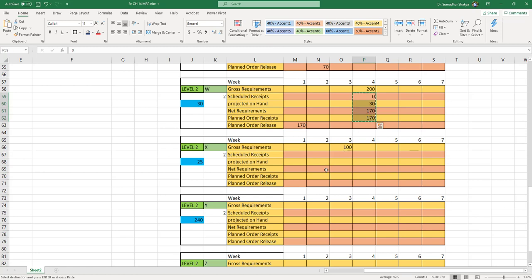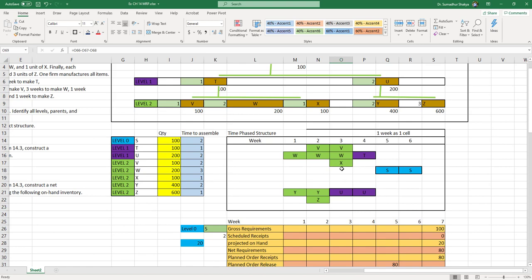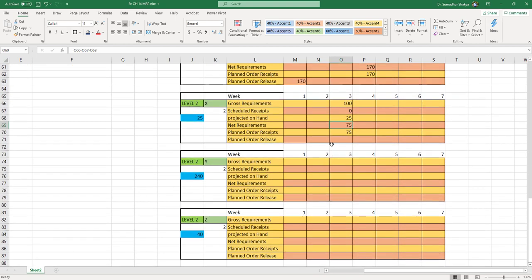So I should be able to copy the formula and paste these formulas such that this is equal to 25. So 100 units were required gross, out of which 25 were projected to be on hand, left over from somewhere. Therefore I need about 75, and the order for these need to be released a week prior. So the planned order release will happen in week number 2, given that now we are dealing with a scale of 1 through 7 for the timeline.